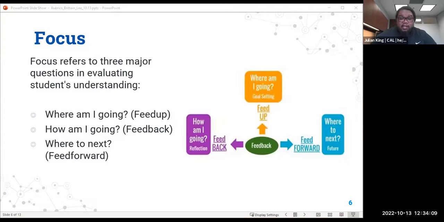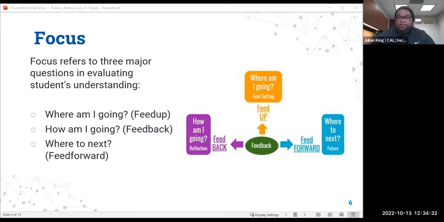So focus, and some of you may have seen this before, goes back to Hattie, 2007, his study on best practices for feedback. When you're talking about your focus for your feedback, it refers to three major questions in evaluating. Where am I going? How am I going? And where to next?